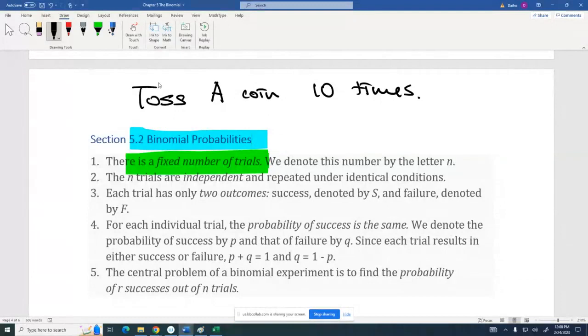Number 1, we need a fixed number of trials. How many trials? 10. Thank you. I tossed one coin 10 times. The number of trials is 10. Let me look at number 3 first.